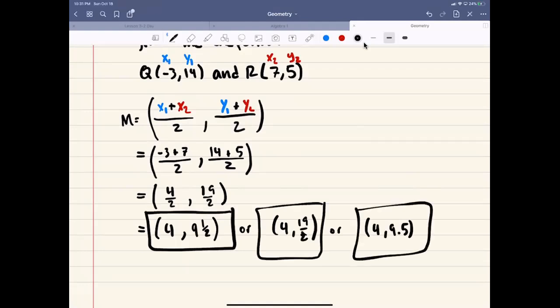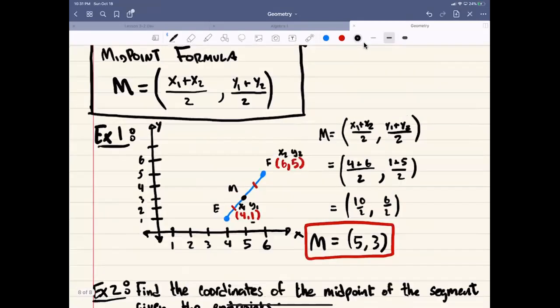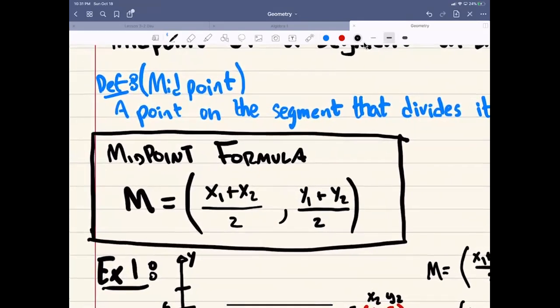Basically, remember your steps: step 1 is label, step 2 is plug in or substitute, and step 3 is evaluate. Remember, this is our midpoint formula. It's x1 plus x2 right here, divided by 2. So all we've got to do is practice and remember this formula. We're going to have a great time.